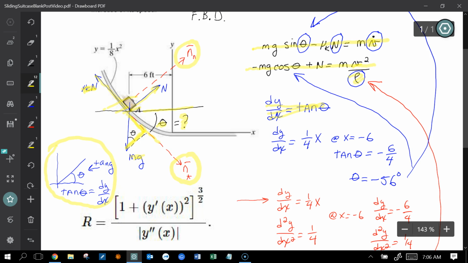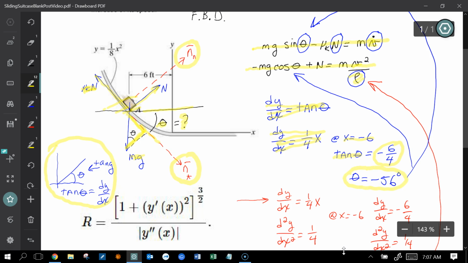So what I'm going to do is take dy dx. Since I know the function for y, I take the derivative. That's the derivative. I'm interested in this when x equals -6. So I put -6 into the formula, and that tells me that the derivative, the tangent of theta, is equal to -6/4. So you just pull out your calculator, and theta then is equal to -56.